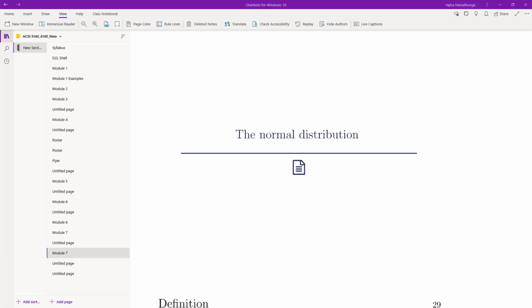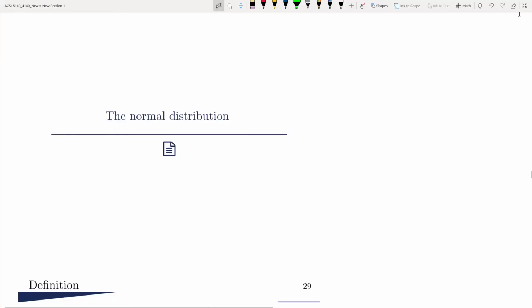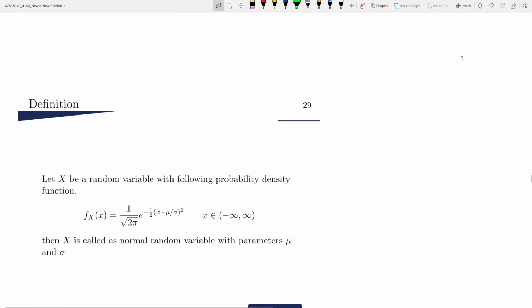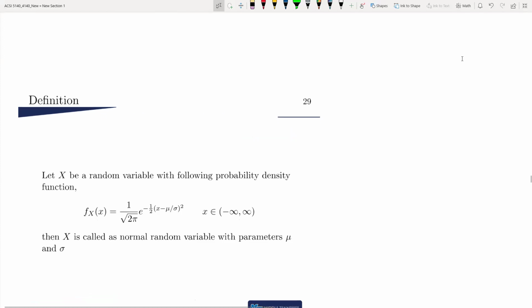So in this video, I'm going to talk about normal distribution, normal random variable, one of the very popular continuous random variables. So here is the density function of normal random variable. By the way, you need sigma here. So it's 1 over the square root 2 pi times sigma times e to the power negative 1/2 times (x minus mu over sigma) squared.